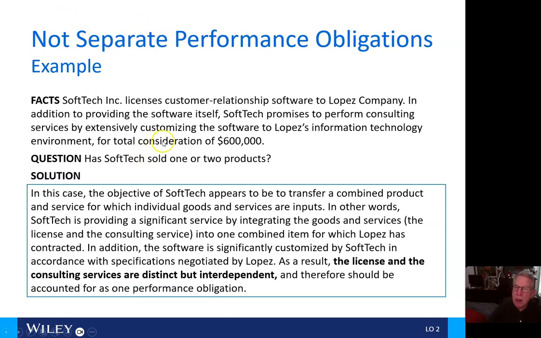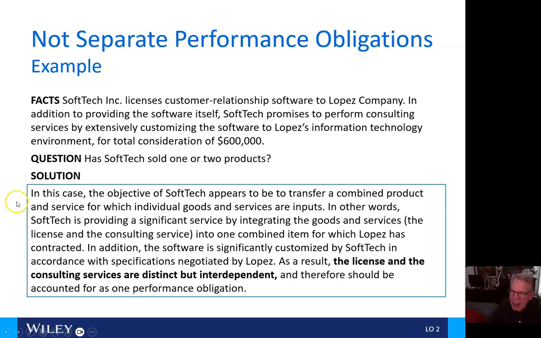Now, if it's not a separate performance obligation, let's take a look at an example. Softtech licenses customer relationship software to Lopez Company. In addition to providing the software itself, Softtech promises to perform consulting services by extensively customizing the software to Lopez's information technology environment for a total consideration of $600,000. Has Softtech sold one or two products?